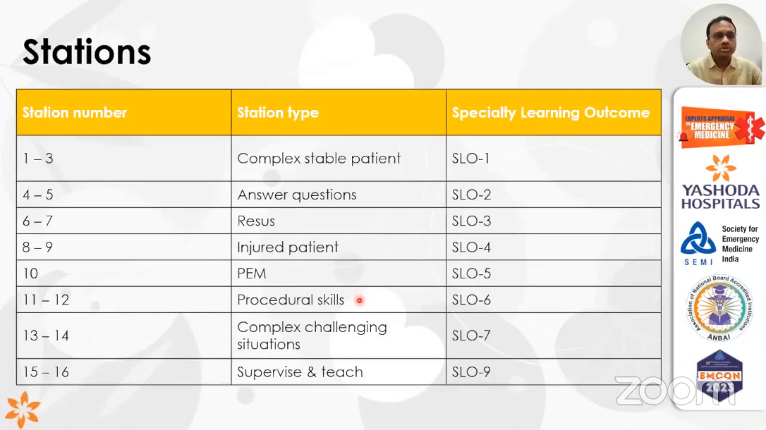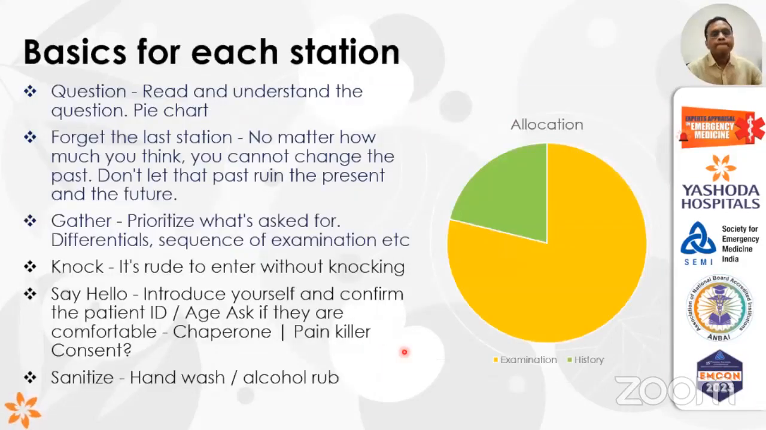And if they seem uncomfortable, it's better to ask them about a chaperone. Some patients will be uncomfortable talking to you alone. In that case, you can ask, do you want any friend or family member to be with you during the examination? If they seem to be in pain, you can say, if you have any pain, I would like to offer a painkiller. Would you like me to? So that's how it is.